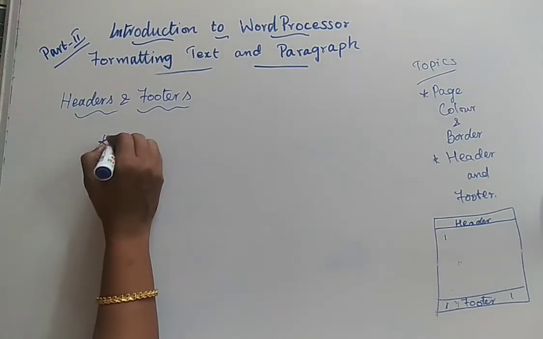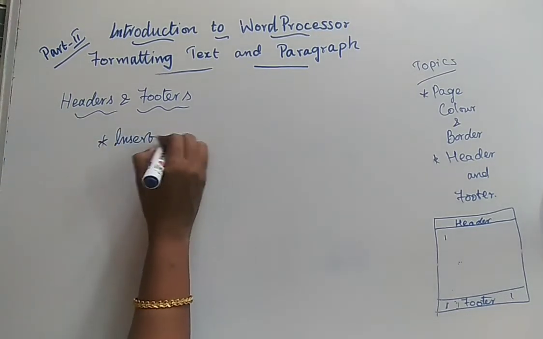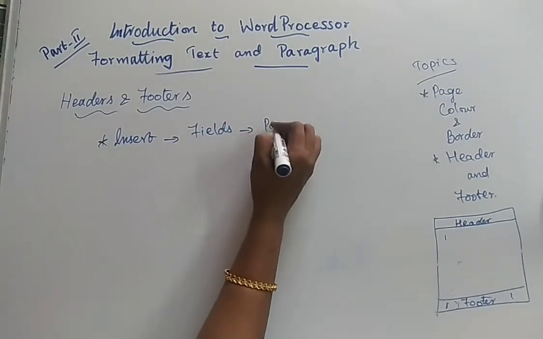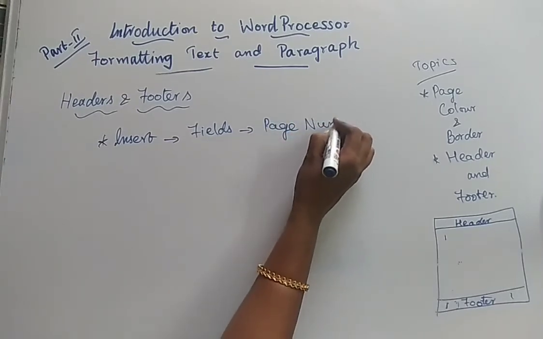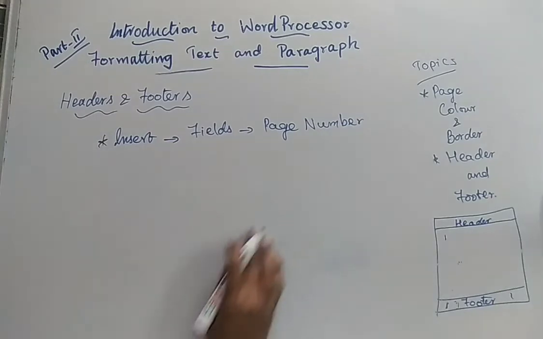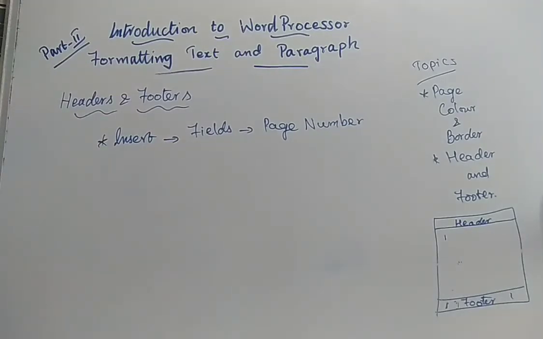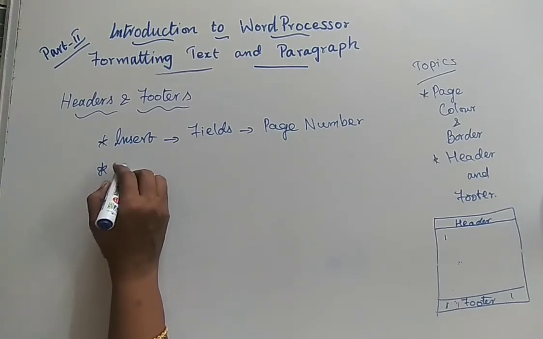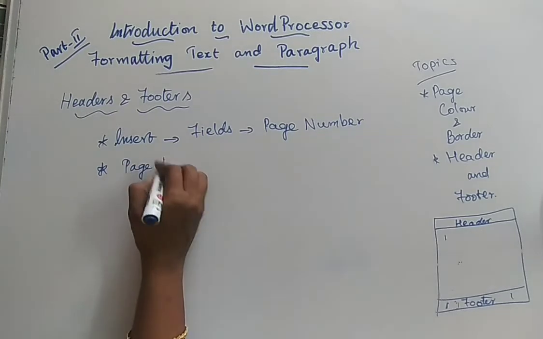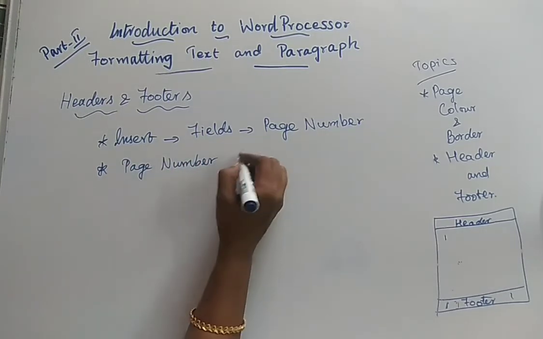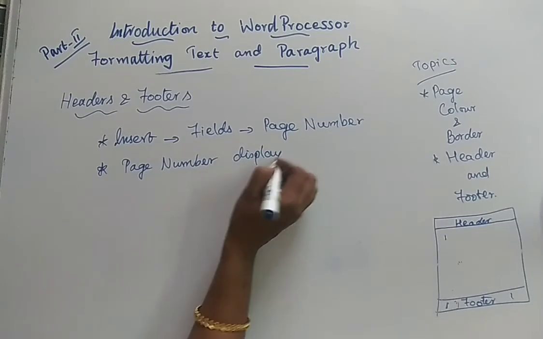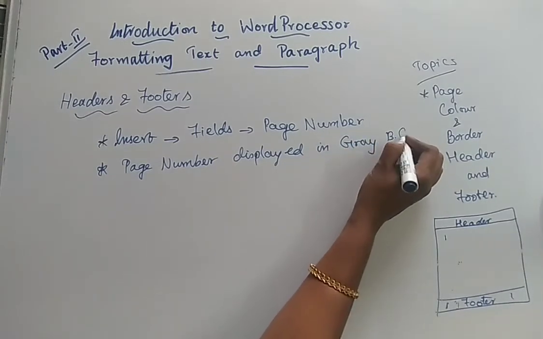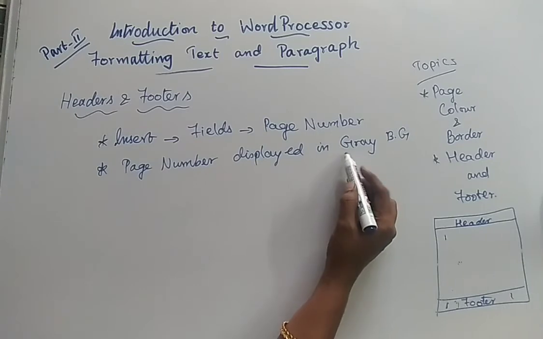So immediately what do you have to do? Yes, first step, the same procedure we just finished. Now you have to click Insert, Fields, next Page Number. Just now we finished the date, no? So instead of that you have to click Page Number. The page number will appear in a gray background. Okay? So the background color will be gray for you, and inside that you will have your page number.